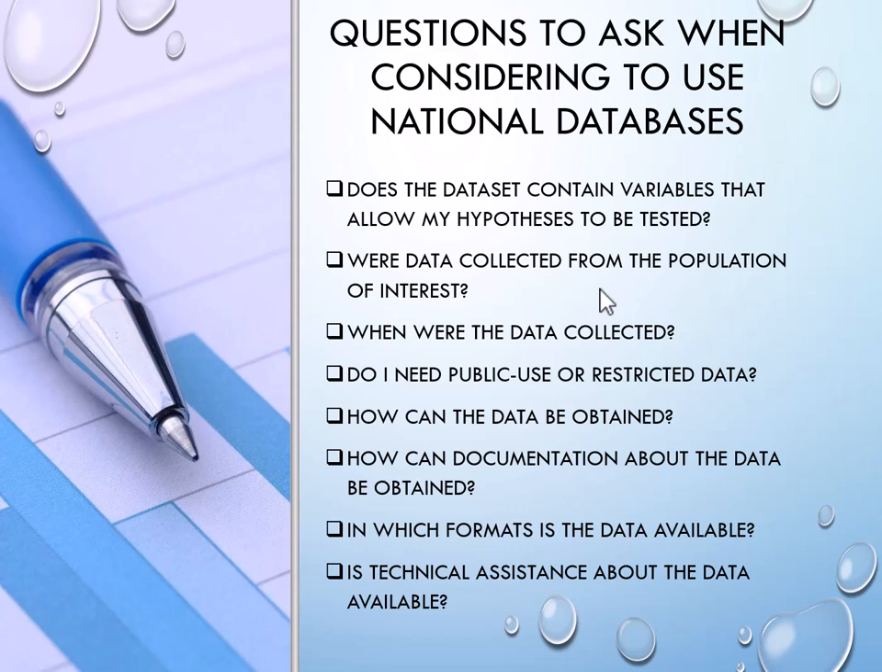What's the documentation? National datasets are usually very well documented, but the documentation may be spread across multiple manuals, particularly if you're using multiple waves of the survey. There may be multiple manuals that you may have to consult, or there may be a cross-sectional manual and a separate longitudinal manual. In which formats is the data available? Does it provide CSV, does it provide SPSS datasets? Sometimes it's Excel, it varies greatly. And what is the level of technical assistance? Is there an email or phone number you can call to ask questions?